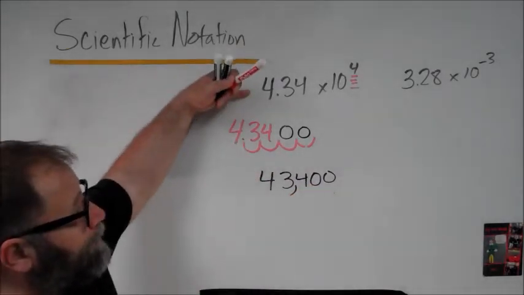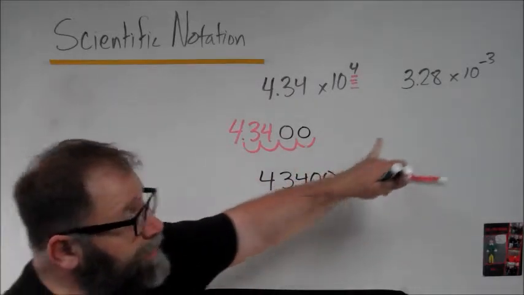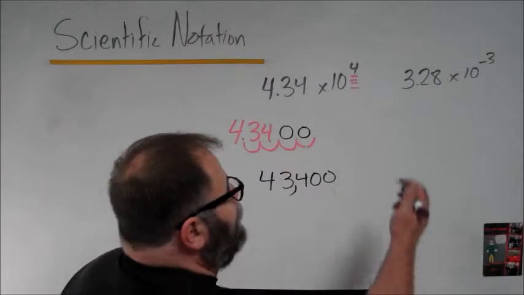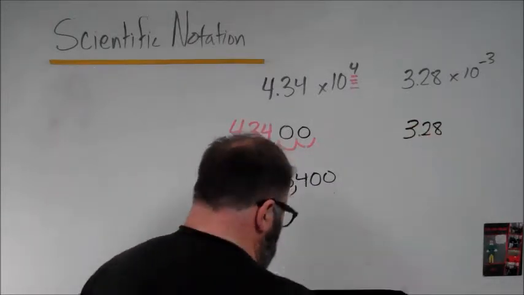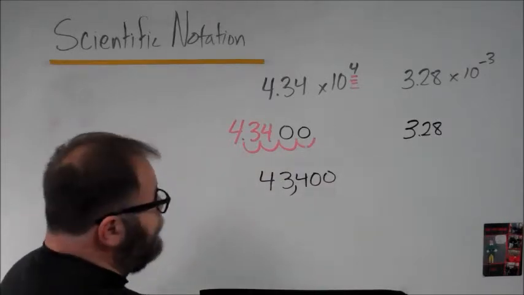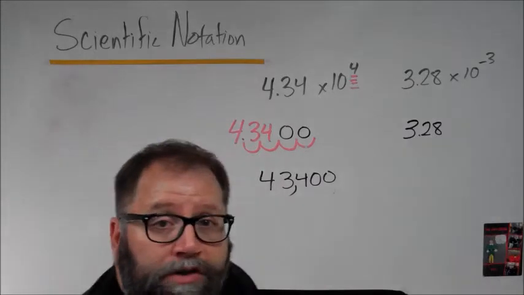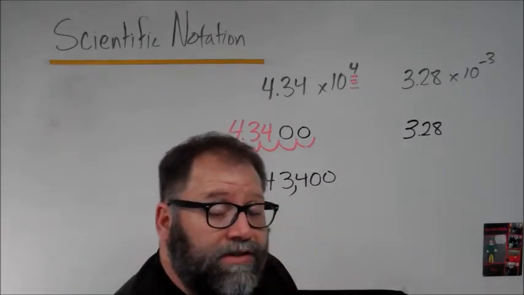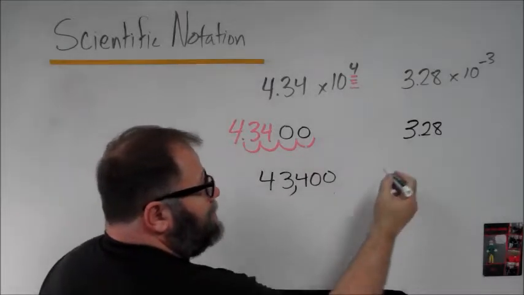So the standard form of this is 43,400. Now let's look at the second one here. So I've got 3.28, so I'm going to write my base number, 3.28. Now I'm looking at my exponent, 10 to the negative third. So now I'm going to move it 3 places, but this time I'm going to move it to the left to make the number smaller.